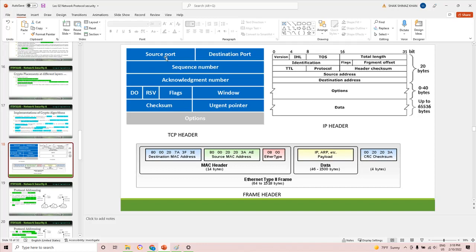It cannot be more than that. So TCP header has a specific size. So for example, can I put the source port at the end? Can I put the destination port at the end? Can I put the checksum in the beginning? No, you cannot change.